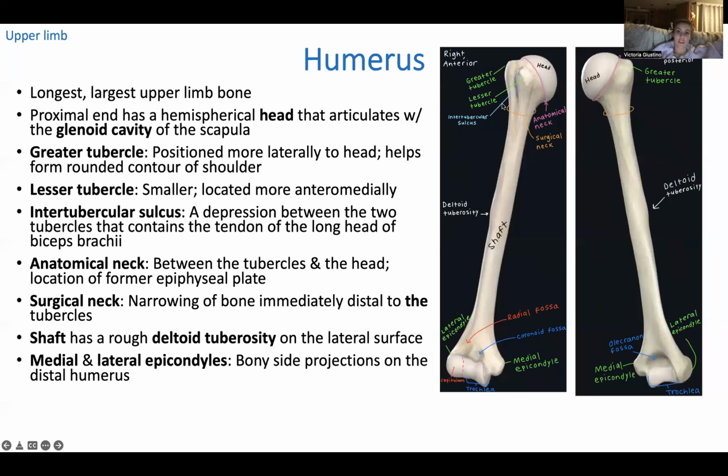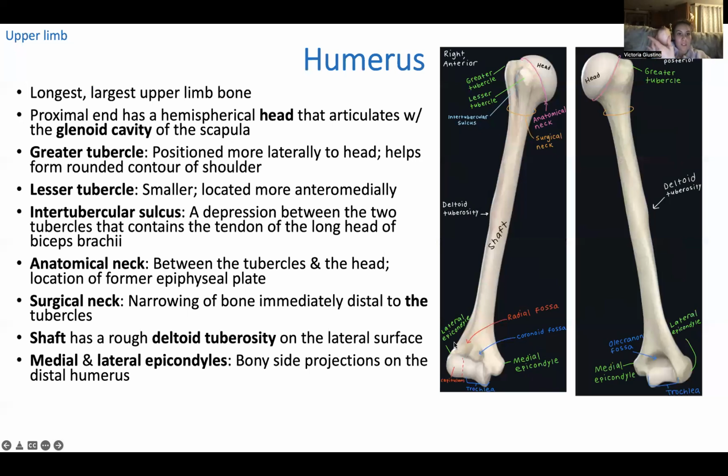And then just posterior to both of the tubercles and the head is the surgical neck here. And now moving inferiorly towards the distal portion of the humerus, we come across the epicondyles and then the condyles here. So these epicondyles, they are just bony side projections. So you have a medial one on the pinky side and then a lateral epicondyle on the thumb side.